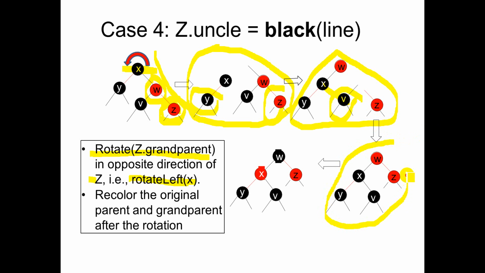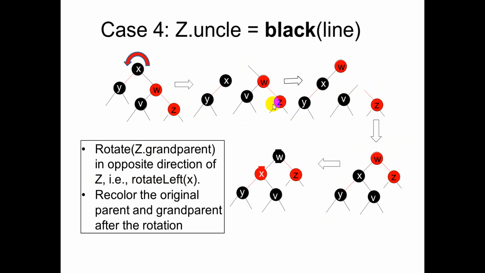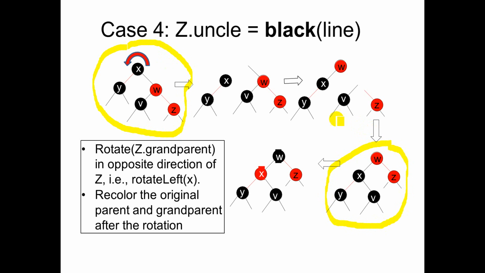So after the rotation, this is the output. If you do this rotation, then this is the output, and these two are the intermediate steps.